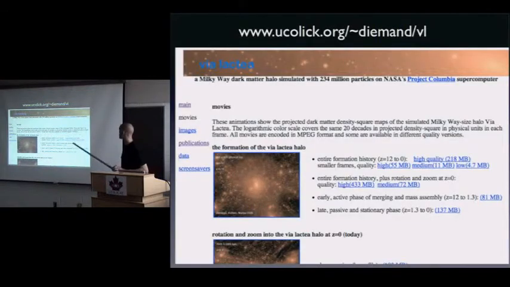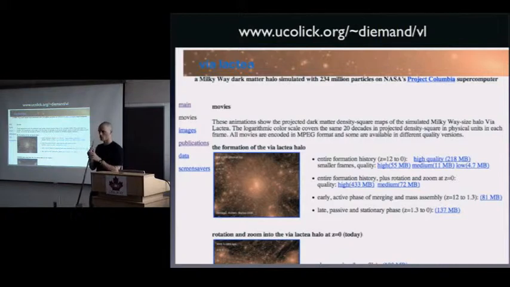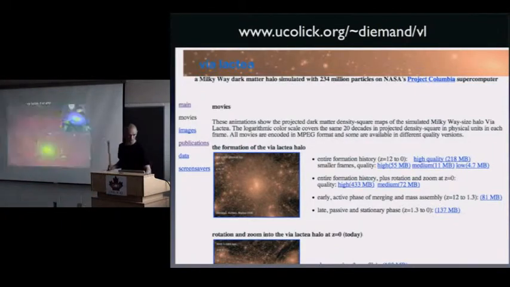So all these movies are available here on this website. We also have the data available there. So what we have on this page is the evolutionary tracks of all systems. So we know their positions and sizes at all times. So you can plot these tracks, and if you want, you can assign light or dwarf galaxy properties to them with semi-analytic methods. So that's all available in there. And so that was for the first Via Lactea run.